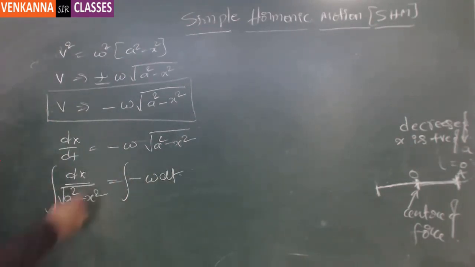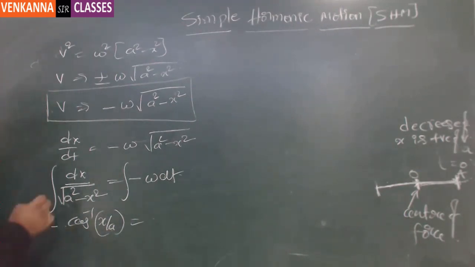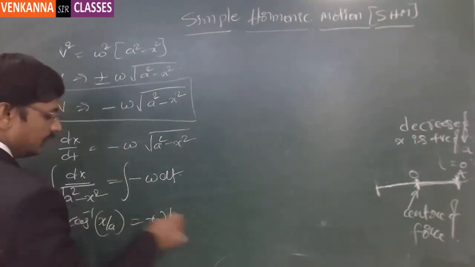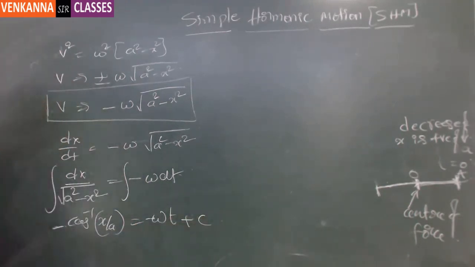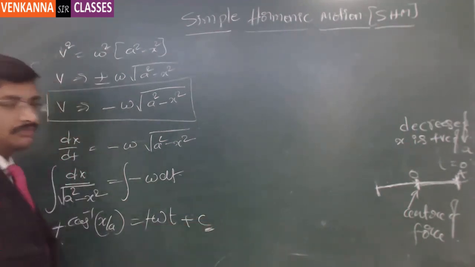So this integral is cos inverse of x by a, so minus cos inverse of x by a is equal to minus omega t plus c. Now this minus and minus will cancel out, and then we get omega t plus c. So this minus c or plus c is up to you, how you want to treat this c.